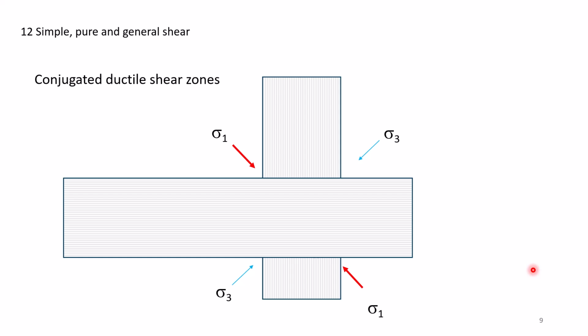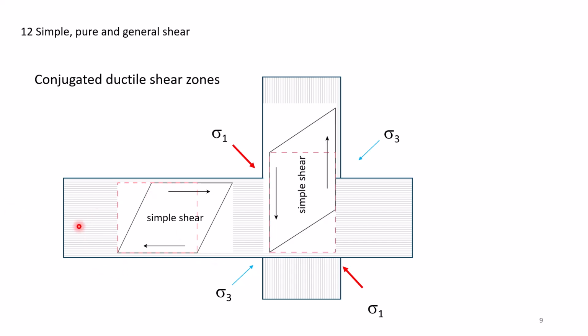Reversed sense of shear also applies to conjugated shear zones. If we look here at a set of ductile shear zones, one vertical, one horizontal, with a stress field as indicated, we would find that the horizontal shear zone is a dextral simple shear zone, whereas the vertical one is a sinistral simple shear zone. That is the very essence of conjugated shear zones. These two sets are forming in the same stress field, but in orientations that require opposite sense of shear.